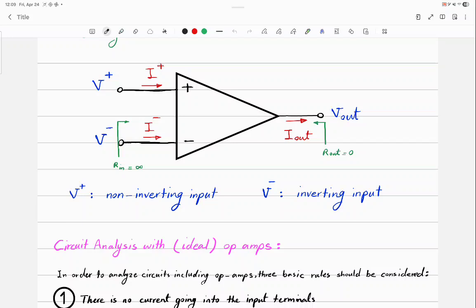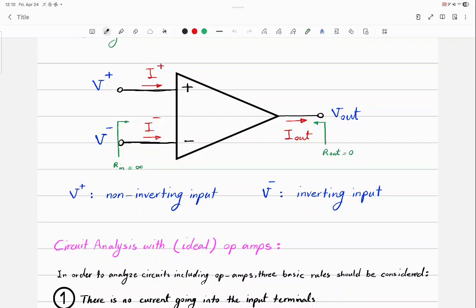First of all, this is an ideal assumption. Usually, these currents are very, very small, but we consider them to be 0. And the reason for that is, look at the definition of input resistance, which is infinite. Do you remember, based on the test voltage source? If we apply a voltage source across the input terminal, 1 volt, and then find the current going into the terminal, and then divide the test voltage source by that current, it will give you the input resistance. Do you agree with that?